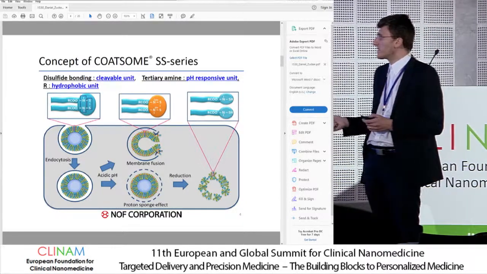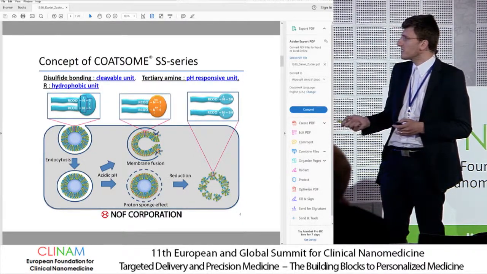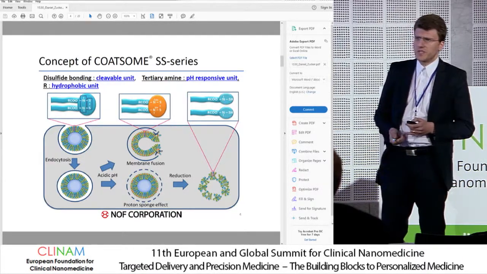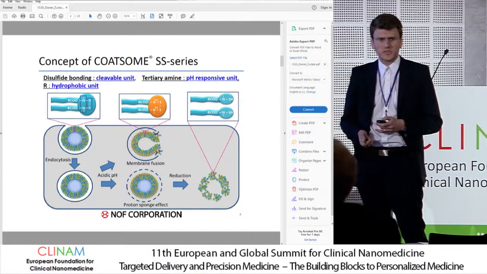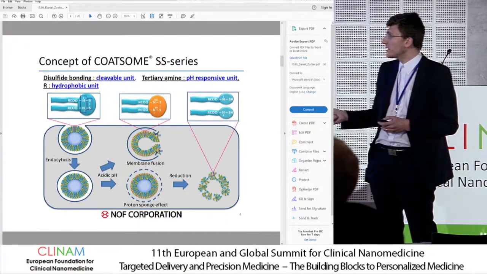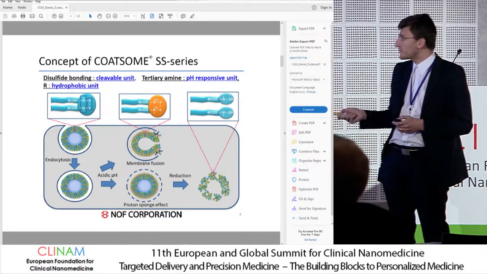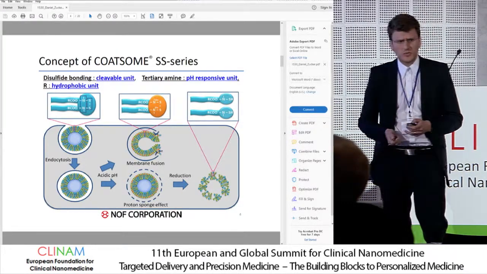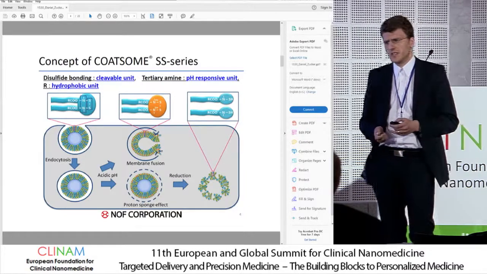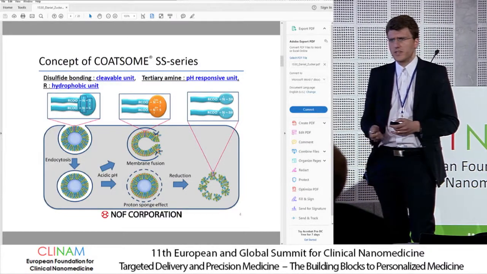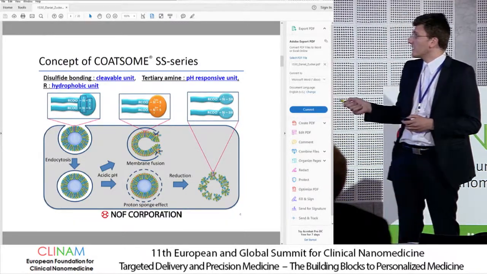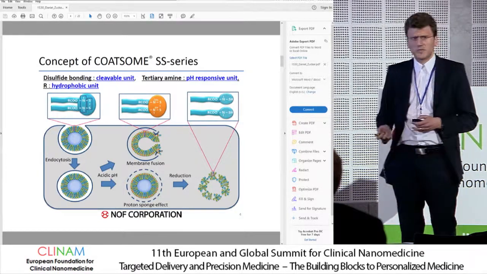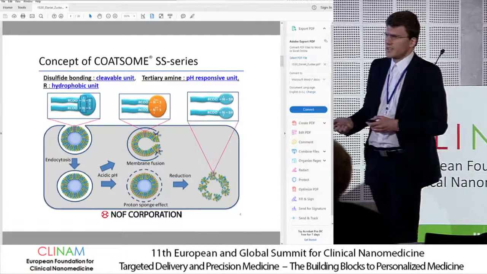These lipid nanoparticles are taken up by endocytosis, and the endosomes acidify when they mature from early endosomes into late endosomes. And this triggers the protonation of these amines that mediate the proton sponge effect and release of the nucleic acid to the cytoplasm. In addition, we have the disulfide bond that responds to the redox potential.